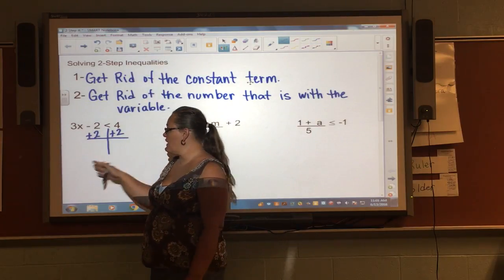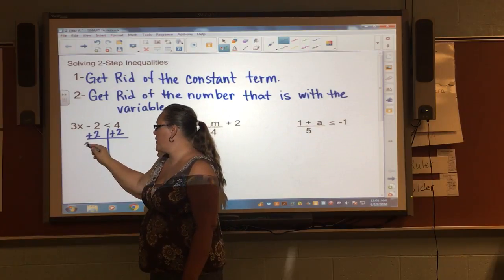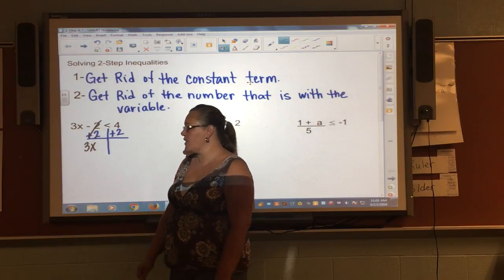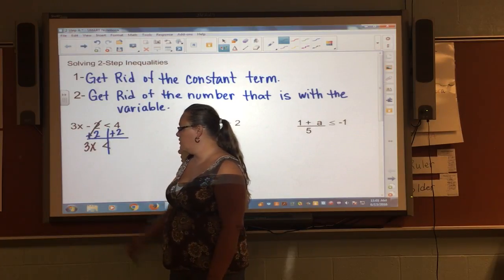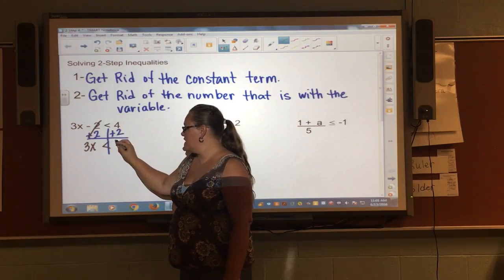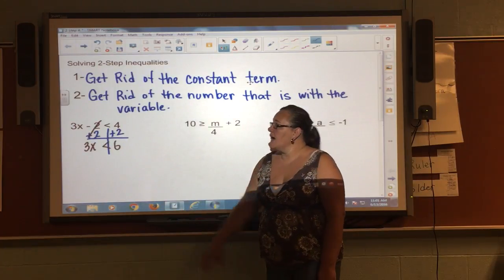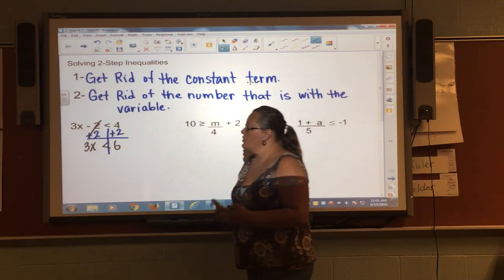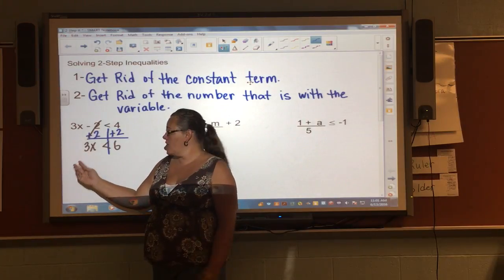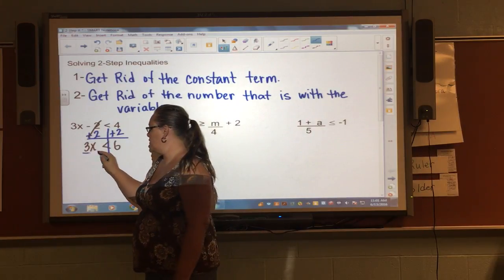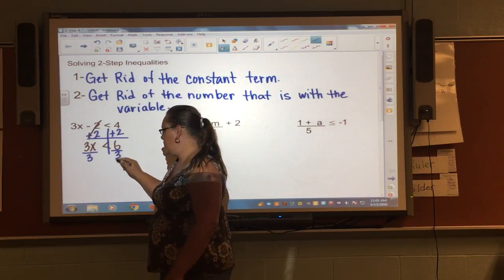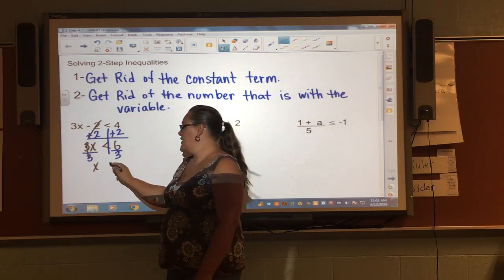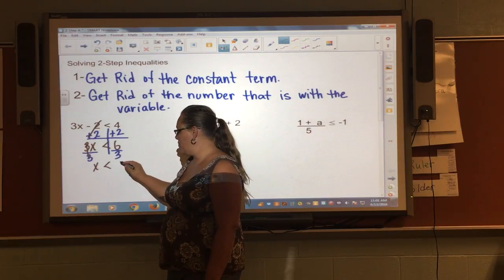And working left to right, I didn't do anything with the 3x, so I'll bring it down. -2 plus 2 will go to 0, so we can cross it out. The inequality sign comes down, and 4 plus 2 is 6. And the second step is to get rid of the number that is with or touching the variable, which again would be that 3, and the opposite of multiplying would be to divide by 3 on both sides. So 3 divided by 3 leaves me with 1x is less than 6 divided by 3 is 2.